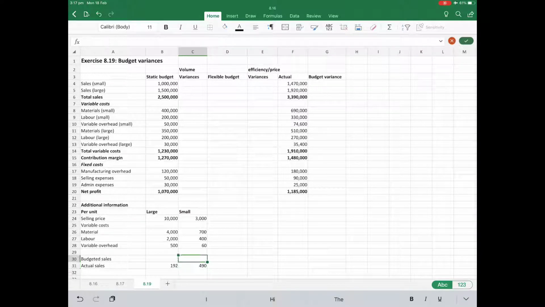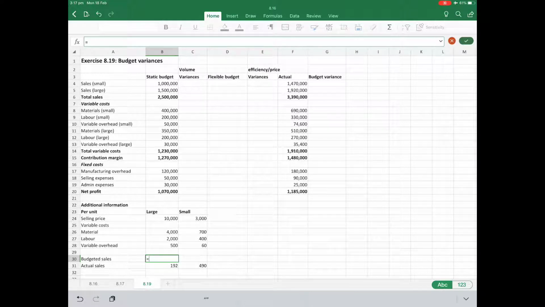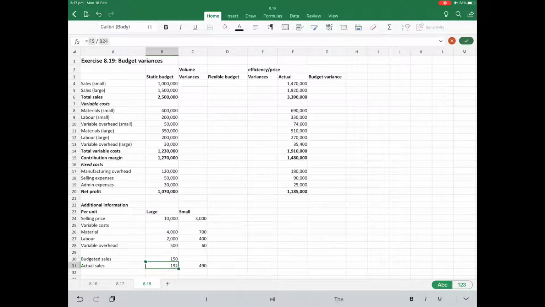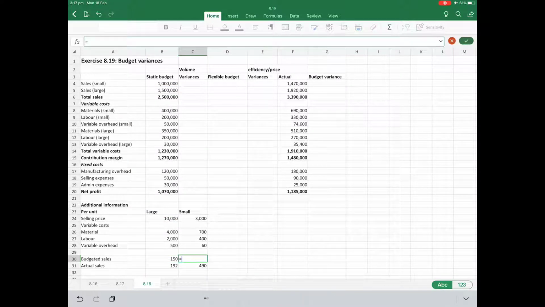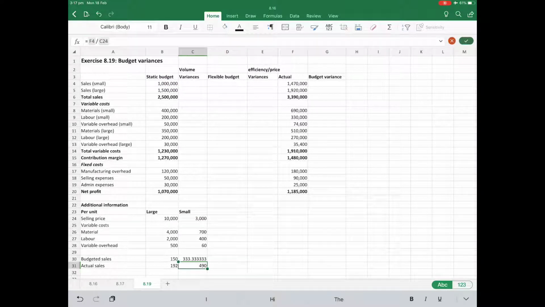Now, in here you can calculate the budgeted sales as well, even though we do not need that for the flexible budget, but I can do that for you now. Look at the static budget and you take the sales for the large item and you divide it by the selling price. And you do the same for the small item. You take 1 million and divide it by the selling price. It's a bit weird because this is not a round number, but never mind, we don't need those figures. Now we have the actual sales.